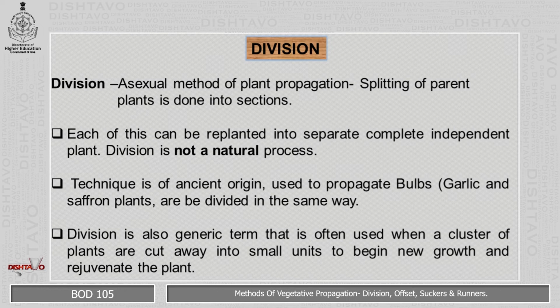Next method is division. Again, this is an asexual method of plant propagation. Here, splitting of the parent plant is done into sections, and each section is planted and can give rise to a new plant. It is not a natural process. Now, this technique is of ancient origin, which was earlier used to propagate bulbs of garlic and saffron plants. Division is also a generic term that is often used when a cluster of plants is cut away into small units, and each unit can grow as a new plant.